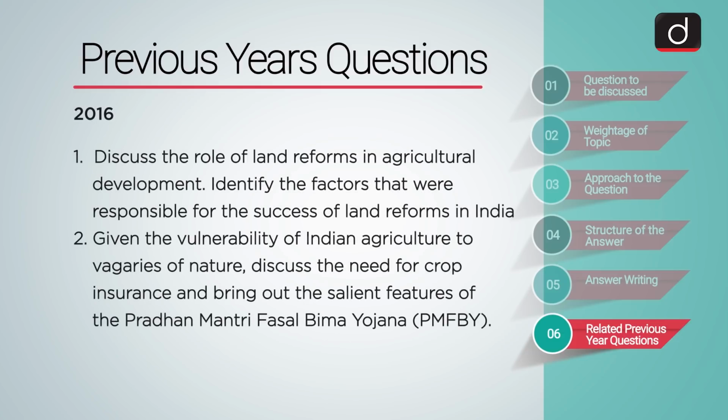In 2016, the following questions were asked. Discuss the role of land reforms in agricultural development. Identify the factors that were responsible for the success of land reforms in India. Given the vulnerability of Indian agriculture to vagaries of nature, discuss the need for crop insurance and bring out the salient features of the Pradhan Mantri Fasal Bima Yojana.